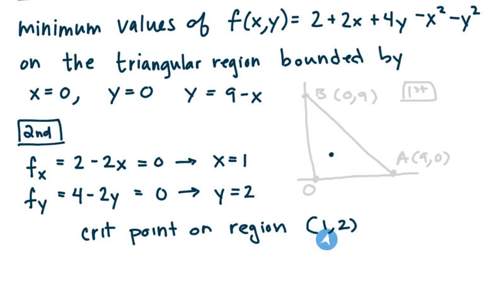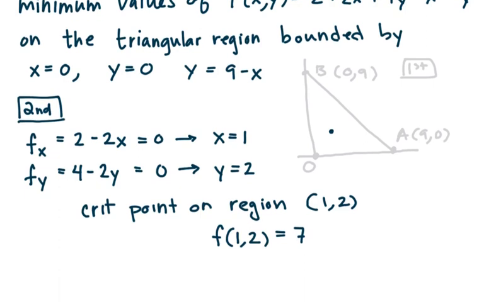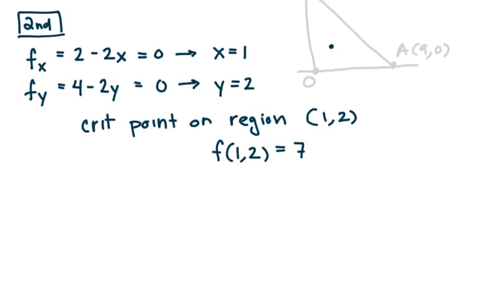So we've got one critical point, and we can find the function value for that critical point. If I put (1, 2) in there, I know that f(1, 2), evaluating that, gives me 7 as my function value. All right, so the next step after we found the critical point on the region is, third, we're going to consider boundary points.